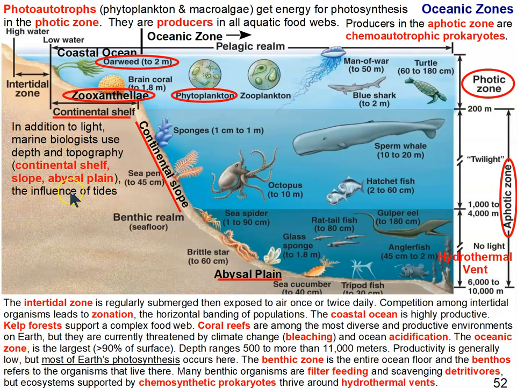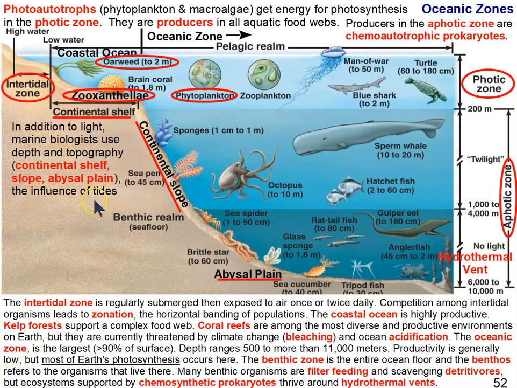Oceanographers use the influence of tides to designate the intertidal zone. Inter means in between, so the intertidal zone is between high tide and low tide. This is the area that is sometimes underwater when the tide is in, and sometimes not underwater when the tide is out. That's a pretty harsh environment for any kind of organisms to live in. Sometimes they're under salt water, and sometimes they're not, so they have to adapt to that if they're going to live in the intertidal.